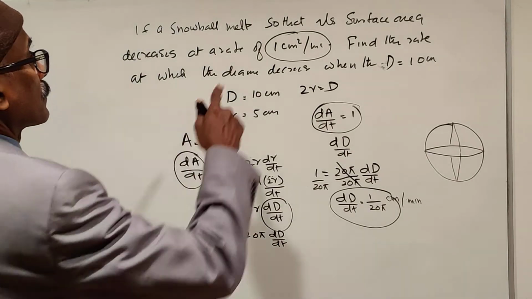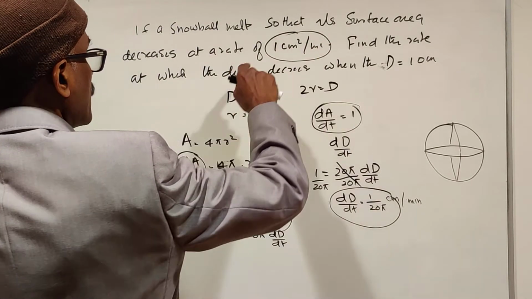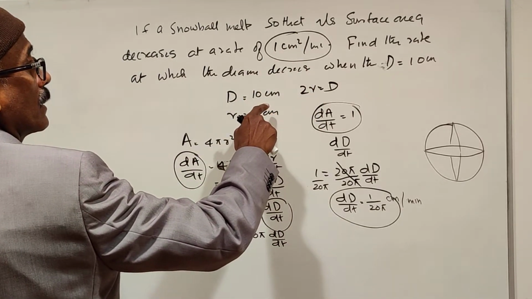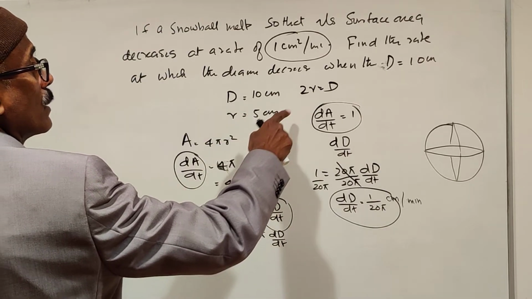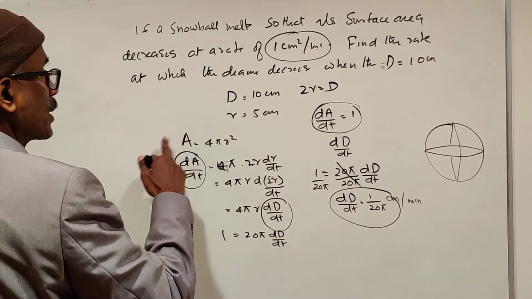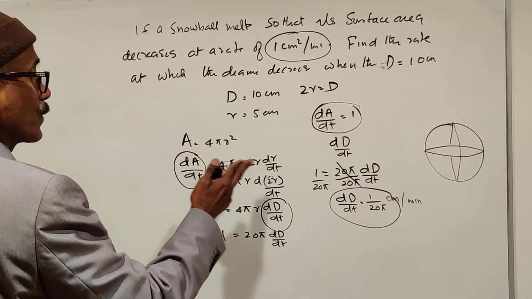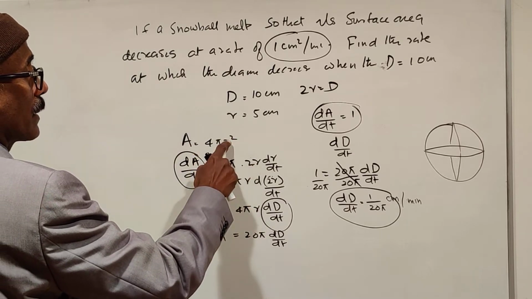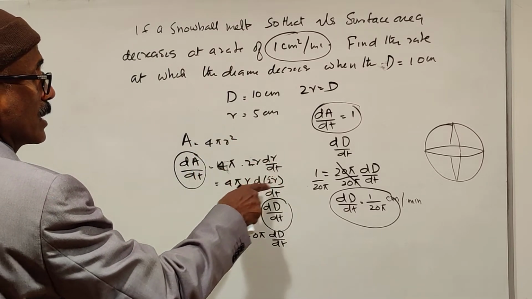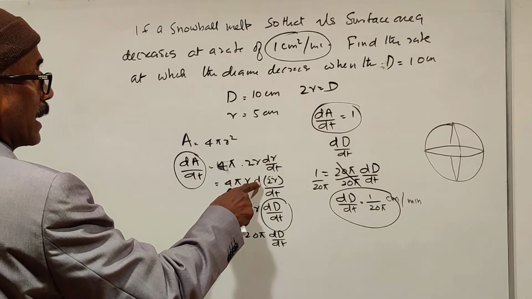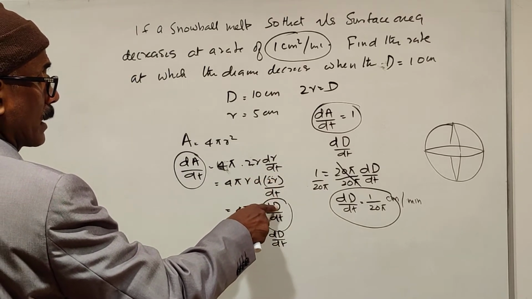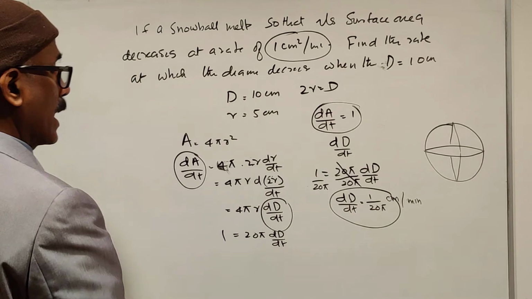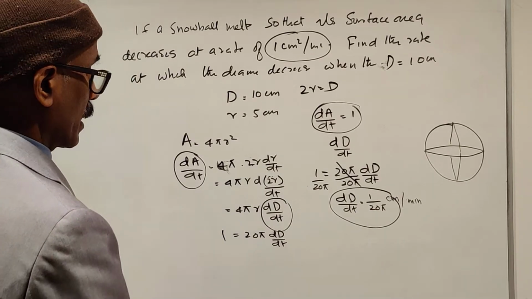One more time. What are the given quantities? dA by dt is 1. Diameter is given, that is 10. Then what is radius? Radius is 5. 2r is equal to D. Differentiating A is equal to 4 pi r square on both sides, dA by dt equals 4 pi constant. Derivative of r square is 2r. Then chain rule, derivative of r is dr by dt. 4 pi r into d 2r by dt. What is 2r? Capital D. We are going to find out dD by dt. So the answer is 1 by 20 pi.